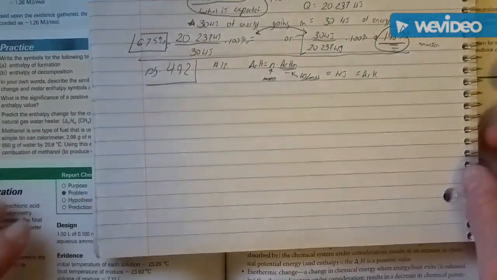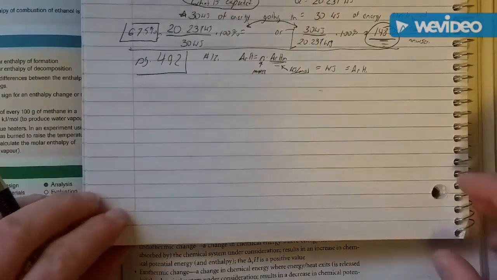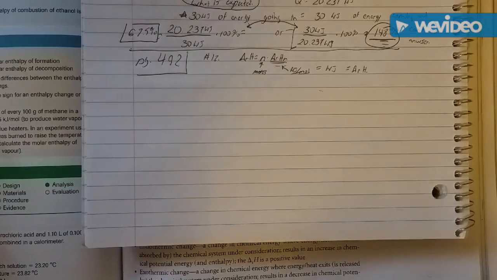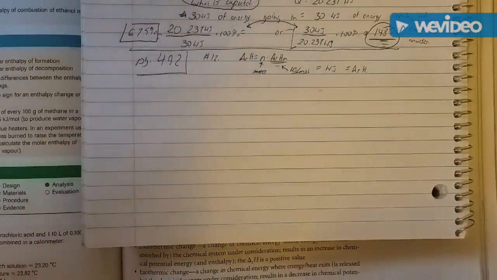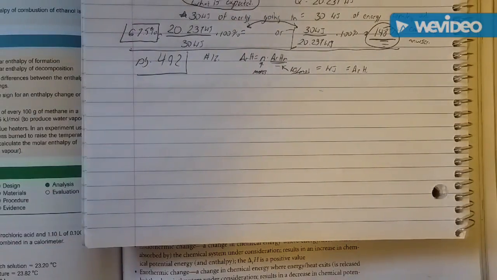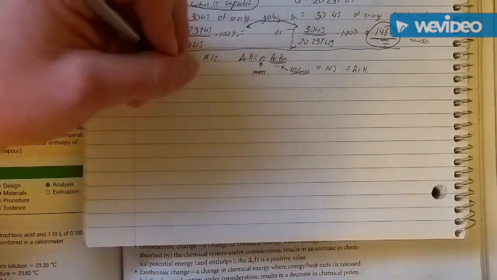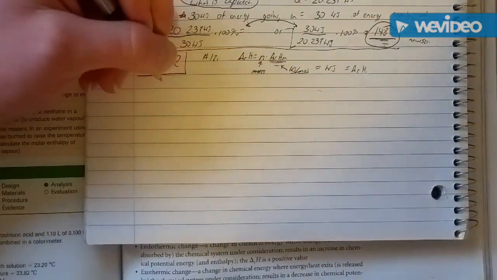Number 12 says, I'll just move it over. Predict the energy change for the combustion of 100 grams of methane in natural gas water. And it shows that CH4 is equal to negative 802.5 kilojoules per mole to produce water vapor. So all we're trying to determine is, for 100 grams, how much energy are we getting?